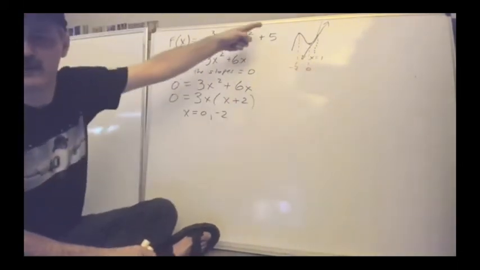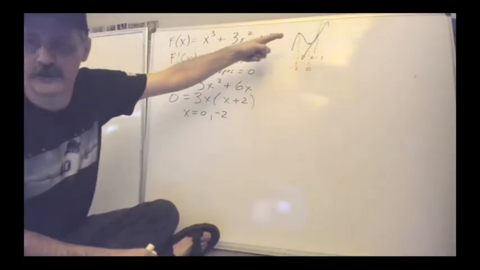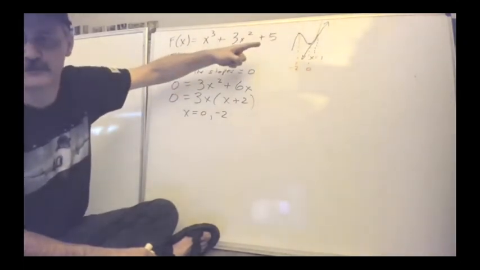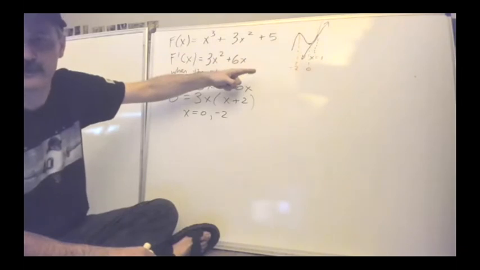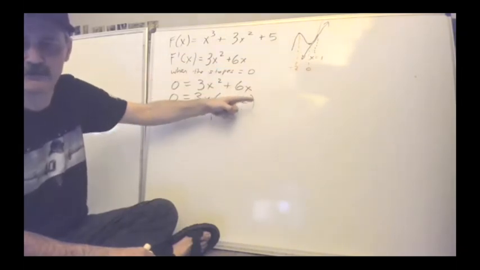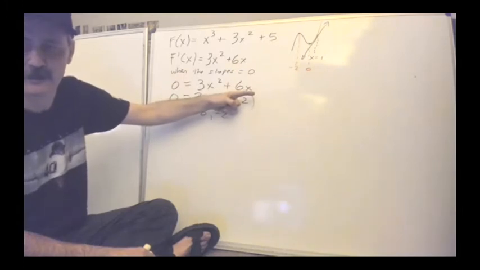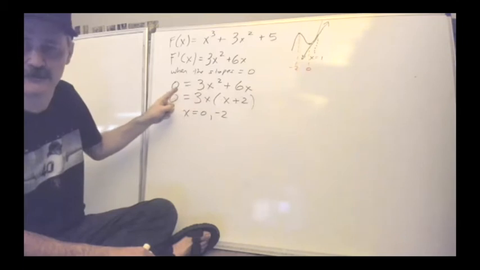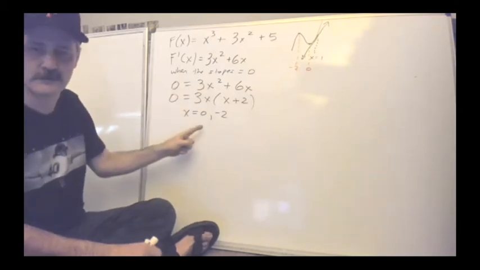Now we want to find the y values at that location. Well, we've got to get the y values from the original function. Remember, the derivative is the slope of the tangent lines. It's not going to get you the y values. We put the derivative equal to 0 because at the humps we have horizontal tangent lines, which means these slopes are 0. That's why we're doing this.